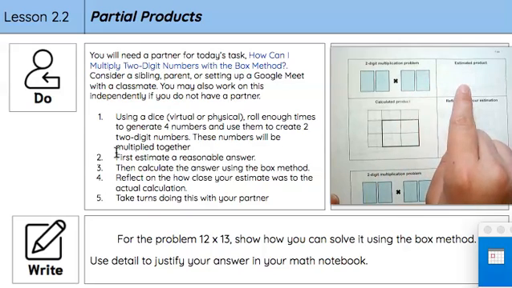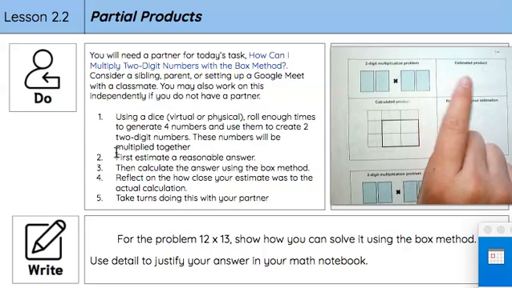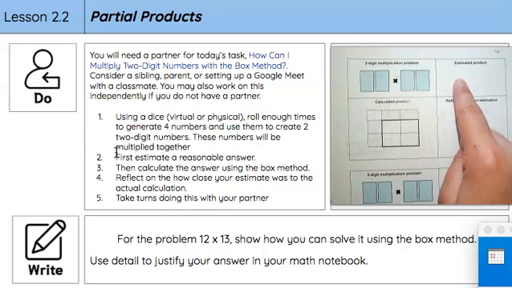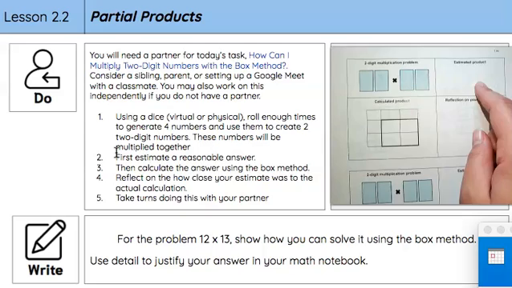Your next step is you're going to estimate a reasonable answer. So you can use your rounding strategies to estimate an answer. Then you're going to use the box method. And then you're going to reflect on your estimation. So you're going to actually calculate the product and compare it with your estimation. And then here's where you'll jot down what you noticed about the actual product with the estimated product.